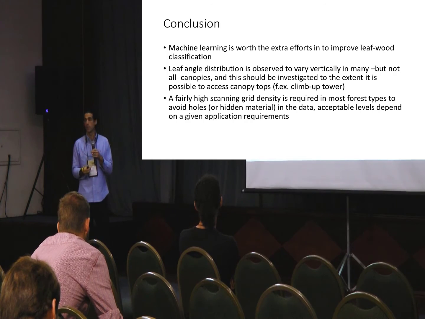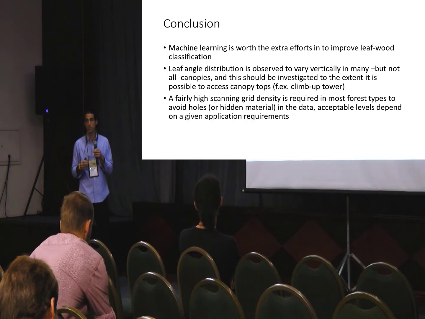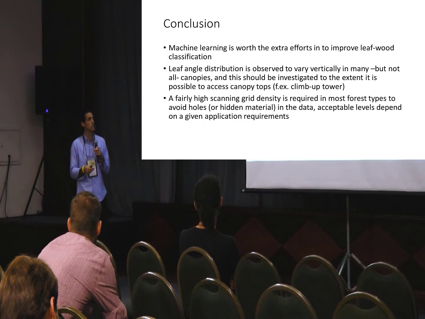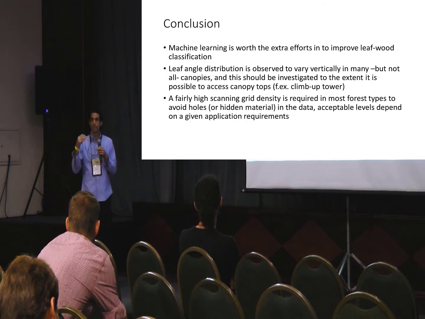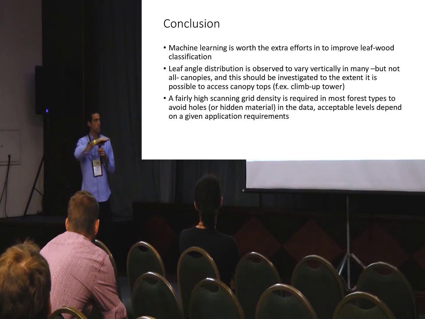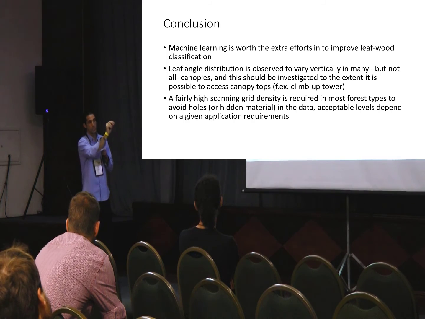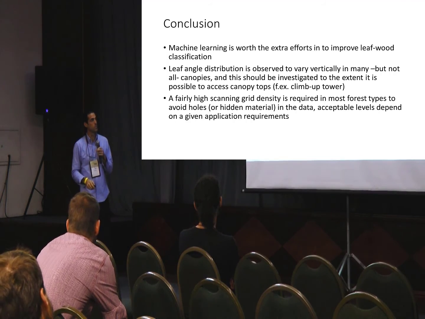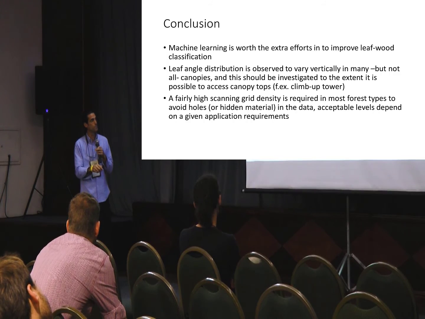Machine learning is definitely worth the effort for separating leaf and wood in terrestrial LiDAR data, which is a major contribution of this terrestrial LiDAR data to mapping material in forest. Leaf angle distribution, if it's possible to observe it vertically, I encourage people to do it. Take a digital camera and take some pictures at different levels, and then look at the leaves you see sideways in the pictures, and get the angles from these leaves, and it's possible to derive functions for the G function.